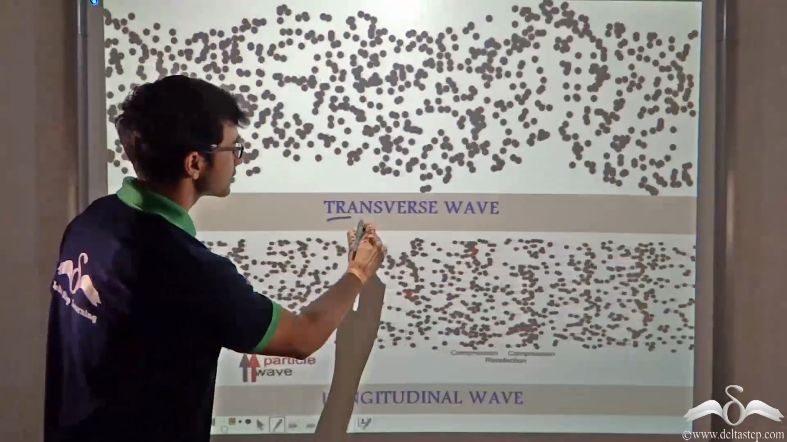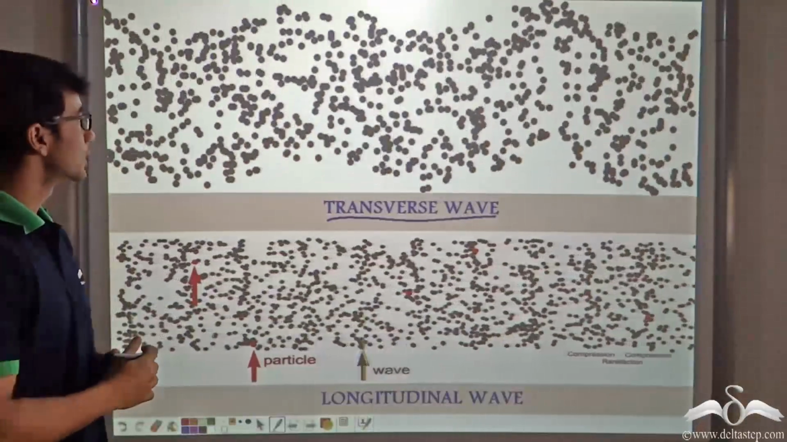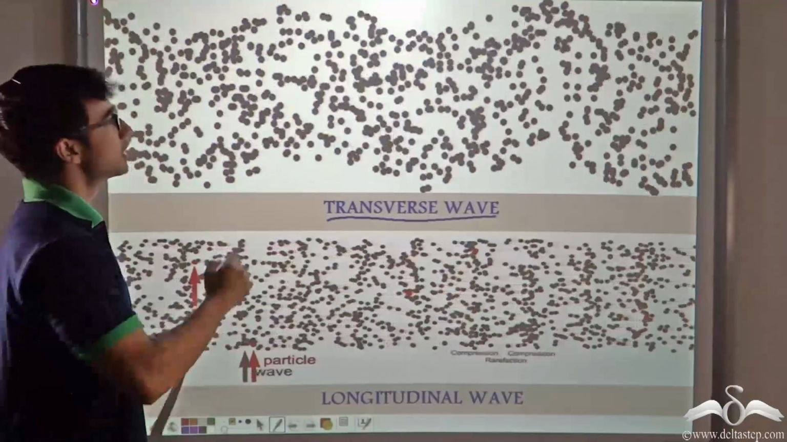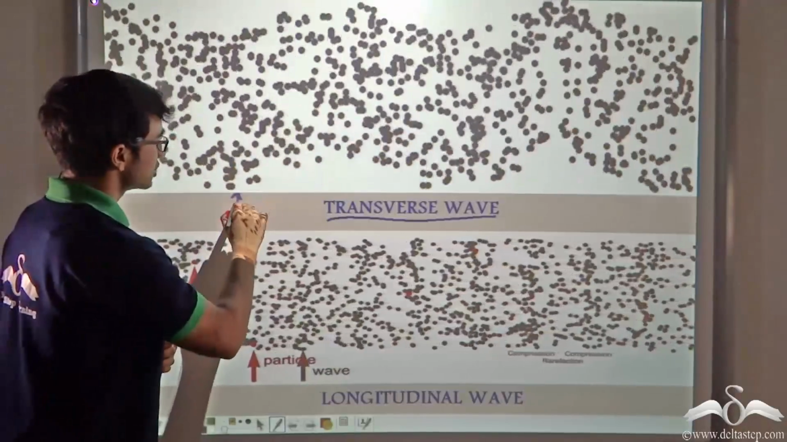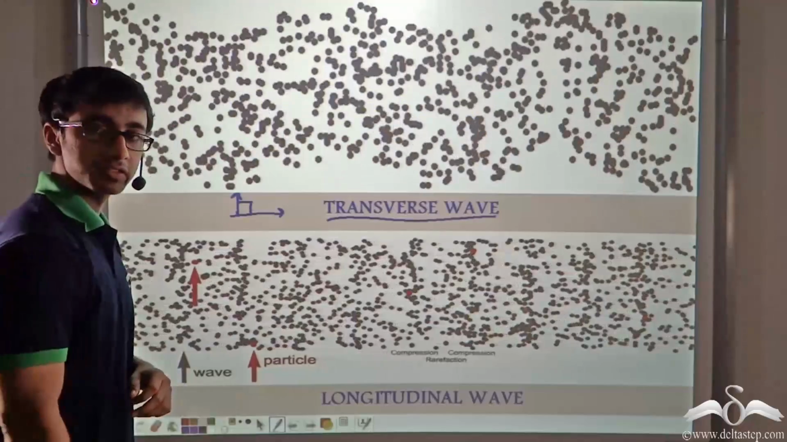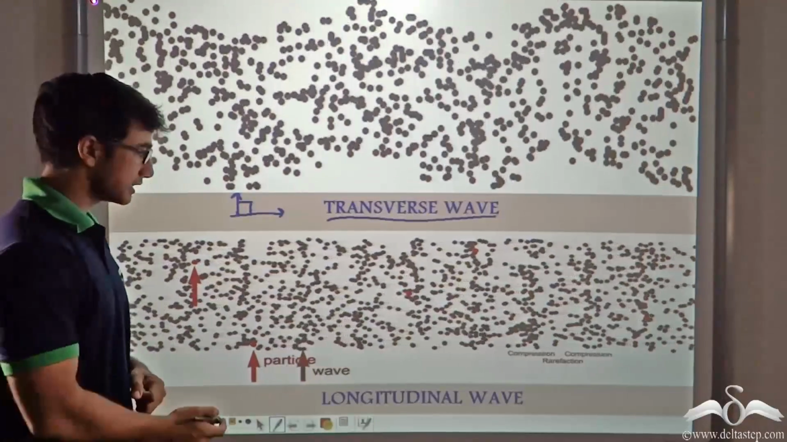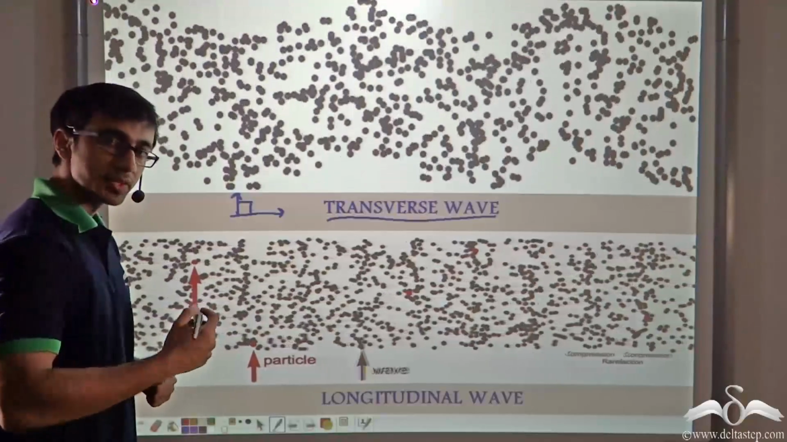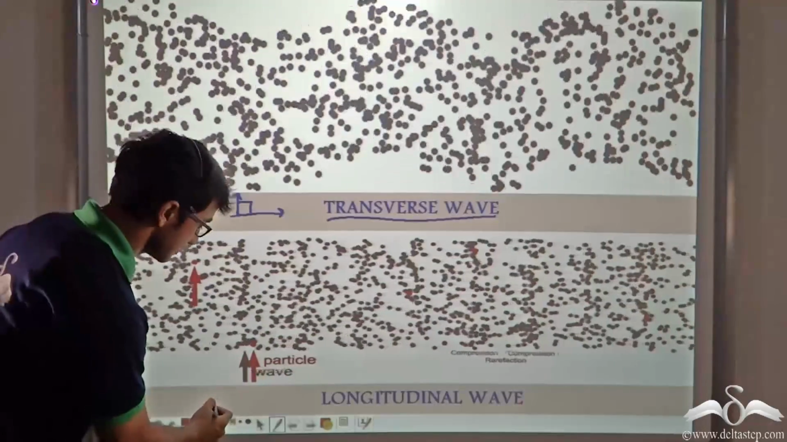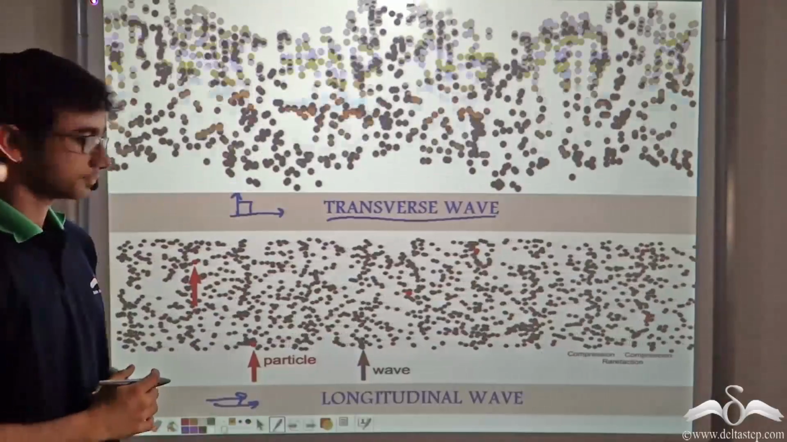What were transverse waves? Transverse waves were those types of waves where the vibration of the medium particles were in a direction perpendicular to the direction of motion. And what were longitudinal waves? Longitudinal waves were those kind of waves where the vibration of the medium particles was in a direction that was the same as the direction of propagation of the wave.